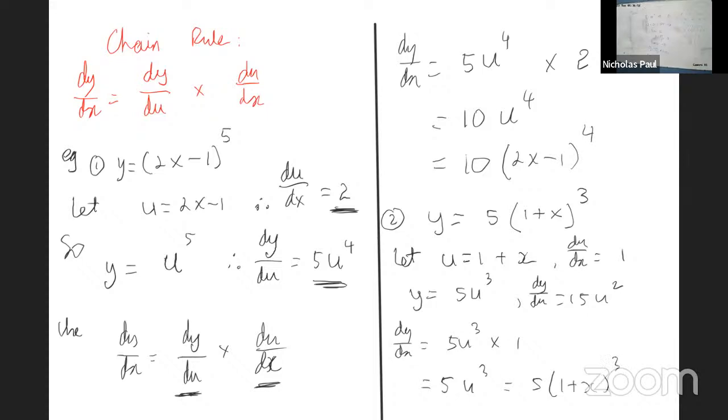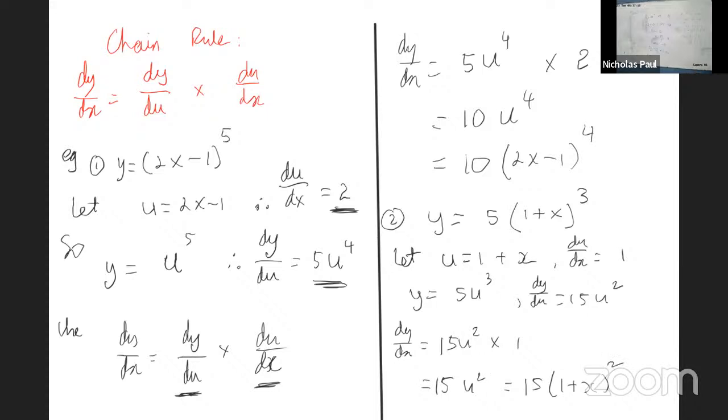You only have to use chain rule if the question, wait, someone went wrong there. Yeah, sorry, I went the wrong thing. Sorry about that.